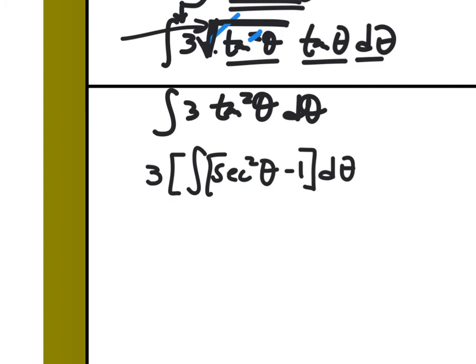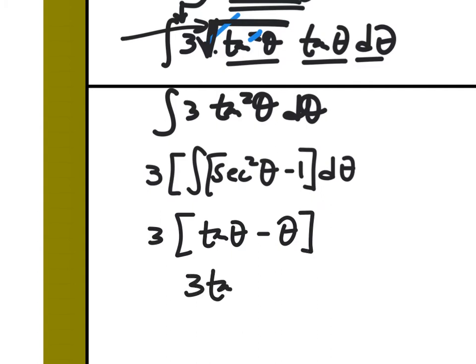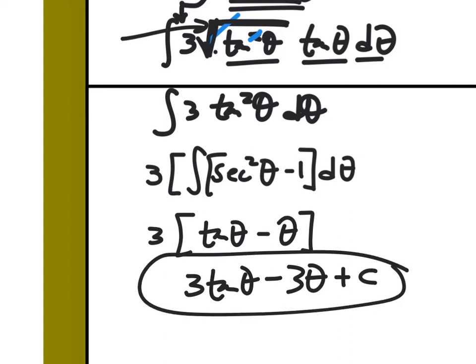Therefore, I'm going to take the integral of secant squared. Well, the integral of secant squared is tan theta. And the integral of negative 1 is negative theta. Okay, and when I distribute, I get 3 tan theta minus 3 theta plus c. That is the trig substitution method of integration. We're going to cover that in much more depth later on.